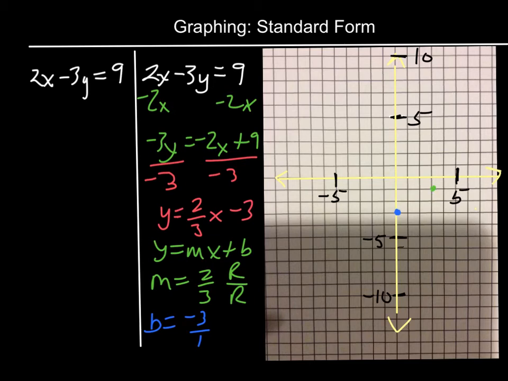And then I'm going to rise 2, 1, 2, and 3 to the right, 1, 2, 3, and put a point there. And so that would be how the line goes for this equation right here. This line right here would go through these points. This line right here is equivalent to this equation right here. Okay, let's take a look at the next one.